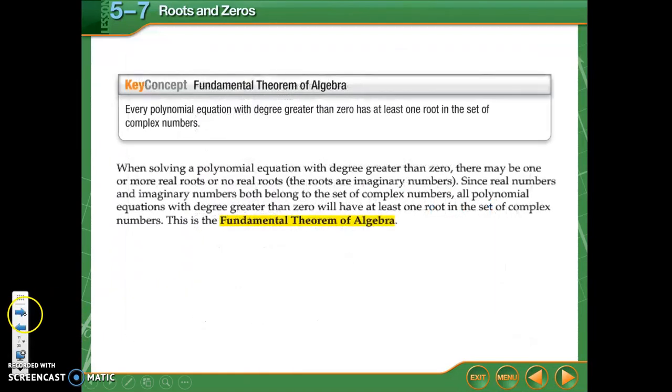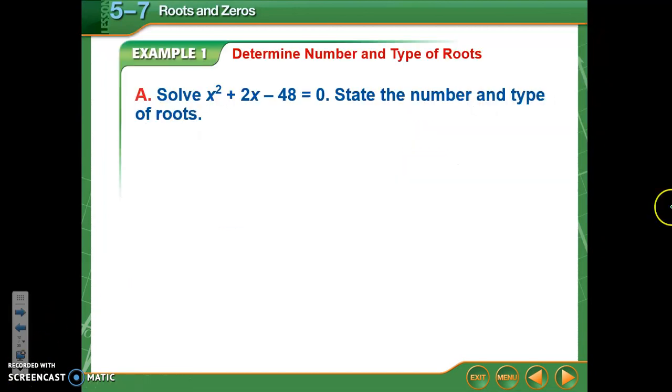So every polynomial, this is the fundamental theorem of algebra. Every polynomial equation with a degree greater than 0 has at least one root in the set of complex numbers. Remember that complex numbers are the set of all numbers, real and imaginary. So linear equations on up will have at least one root, which is not a surprise, right? Either the roots are real or imaginary, but I can always find a root of an equation as long as it's not a constant equation.